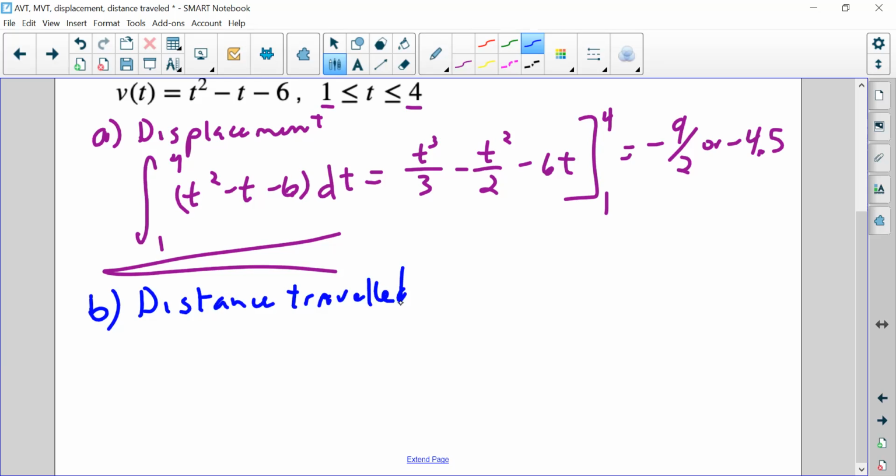So I want to figure out the distance traveled. So I'm going to set that up almost the same. I got the interval from my beginning time to my ending time, so 1 to 4, of the absolute value of my velocity function.